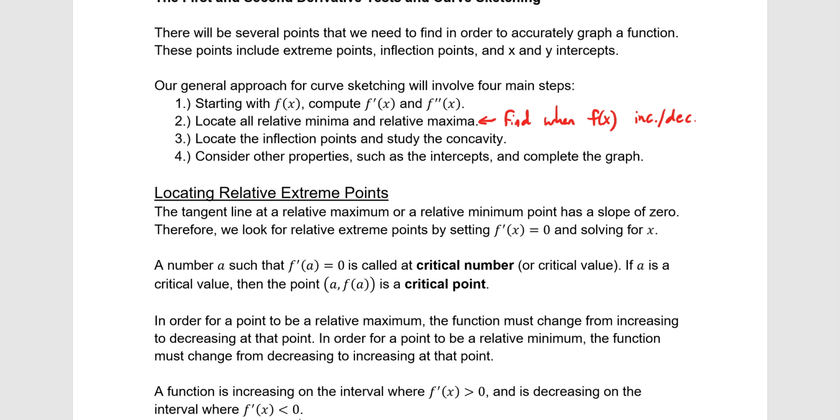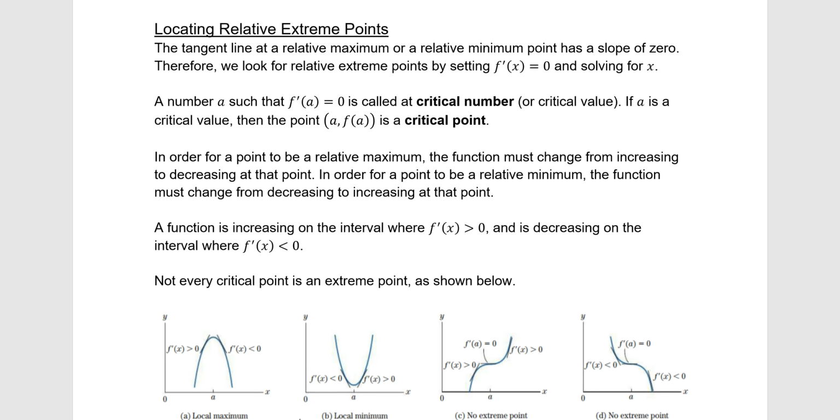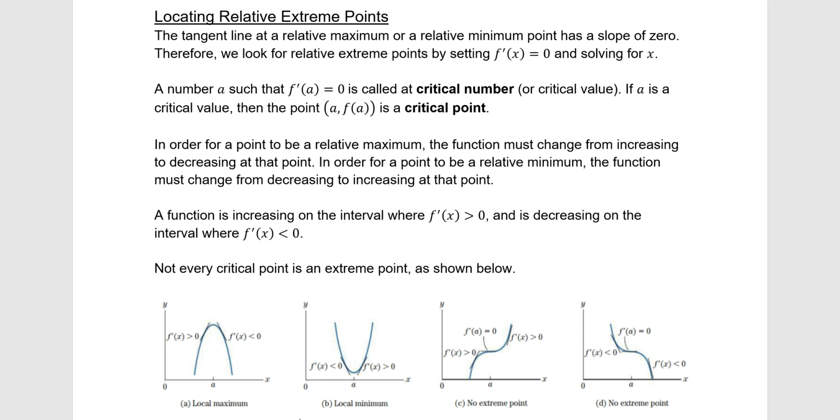So let's go ahead and start with locating relative extreme points. So the tangent line at a relative maximum or a relative minimum has a slope of 0. So the way that we find relative extreme points is we take the derivative, set it equal to 0, and solve for x. So take the derivative, set it equal to 0, solve for x, and those will be our relative extreme points.